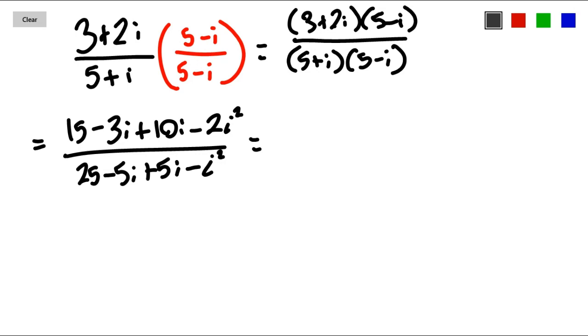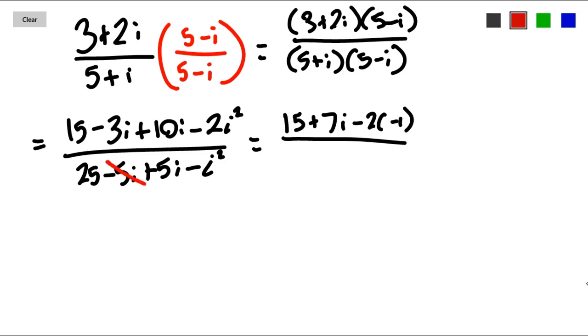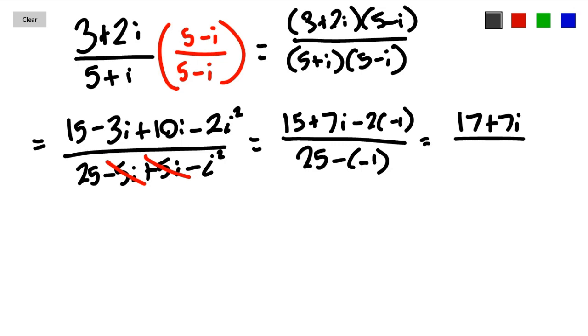So from the top, I can see that I can combine the two i terms, and I get 15 plus 7i. And then minus 2 times i squared is just minus 2 times negative 1. And on the bottom, notice how the two middle terms cancel each other. And I just have 25 minus a negative 1, because i squared is negative 1. And then when I fully combine this, I end up with 17 plus 7i on the top, and on the bottom, I just have 26.